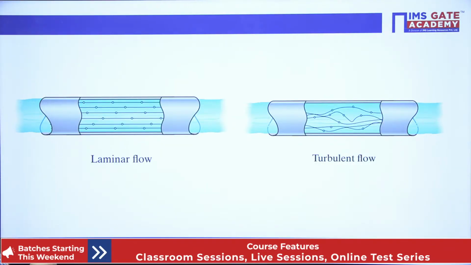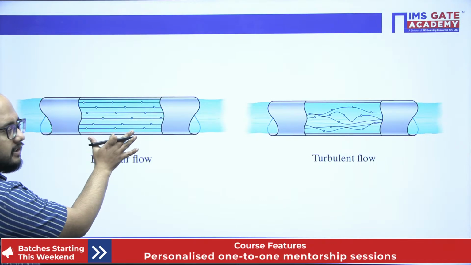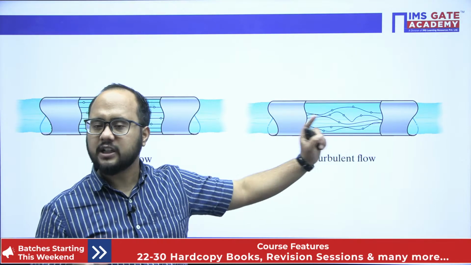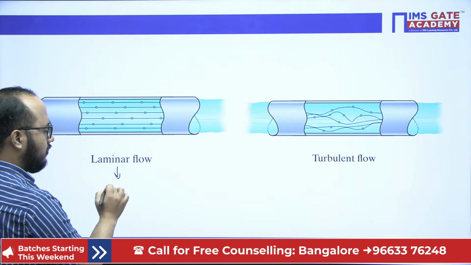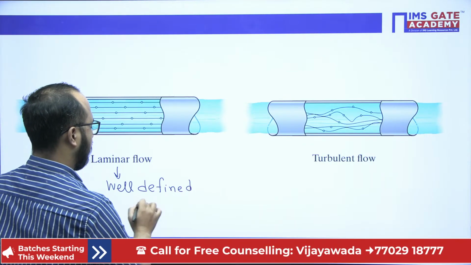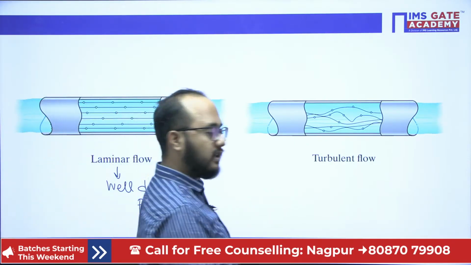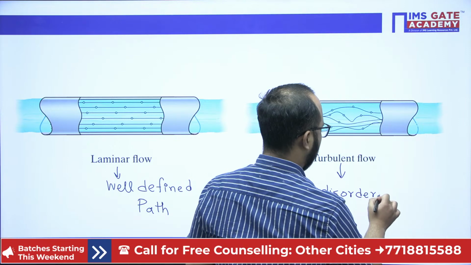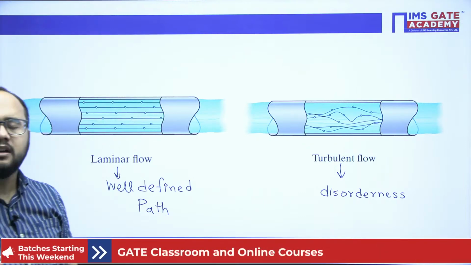Now from this diagram, at least you will be able to understand how the laminar flow is there. Simply you can see the well-defined paths are there, and here there is no well-defined path. Are you able to understand this point? From this figure you can understand this basic point. Well-defined path in the case of laminar flow. And in the case of turbulent flow, what will be there? Disorderedness you can see.